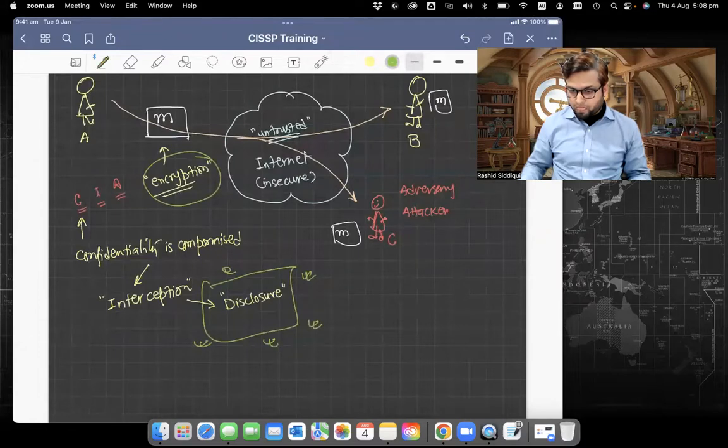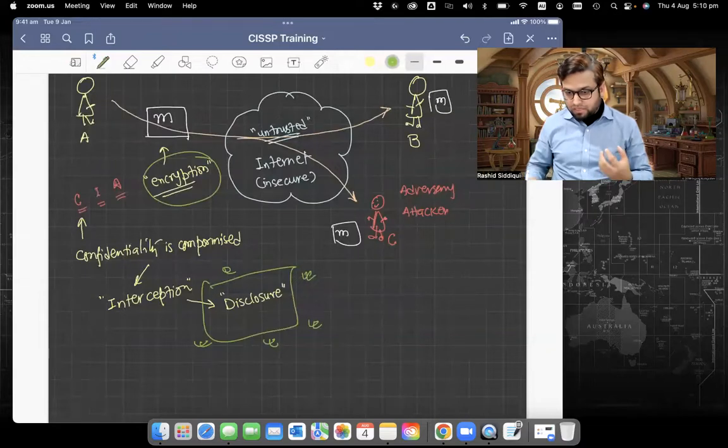So, do we think that the availability of the message is compromised? No. Availability is intact. The message is available to both B and C. Do we think that the integrity of the message is compromised? No. Integrity is also intact because the same message M has been moved to B and C. So this is just an example to understand the term interception, the term disclosure, and the term encryption.